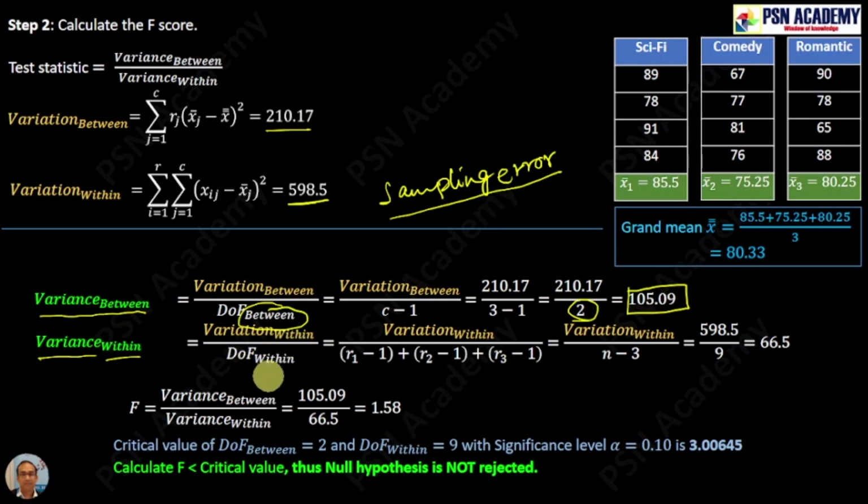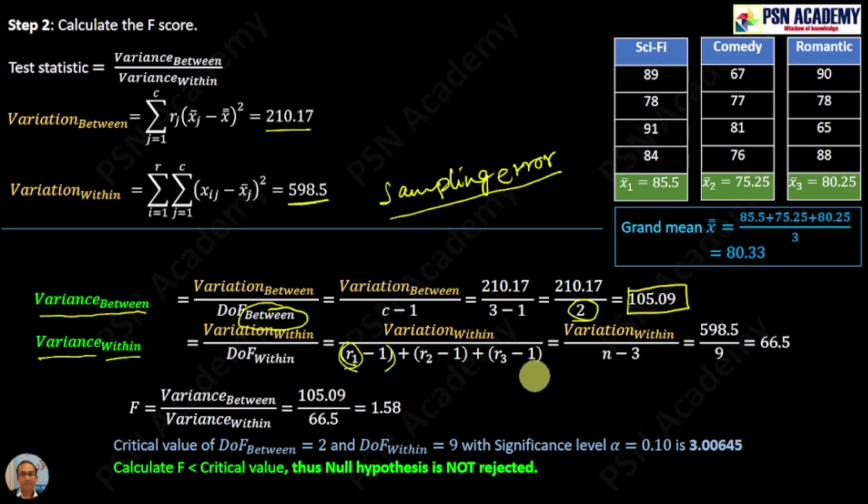Now, what is the DOF within in this case? We have 3 samples. For each sample, you have the sample size minus 1. So the first sample size is R1 and minus 1. This will give you the DOF for sample 1. The R2, that is the sample size for the second sample, is also done with minus 1. So this one will give you the degree of freedom for sample 2. And this one will give you the degree of freedom for sample 3.